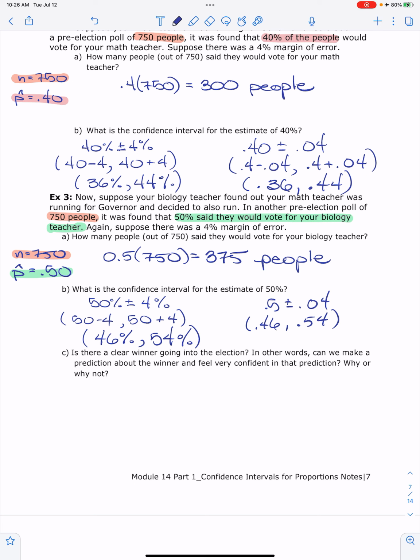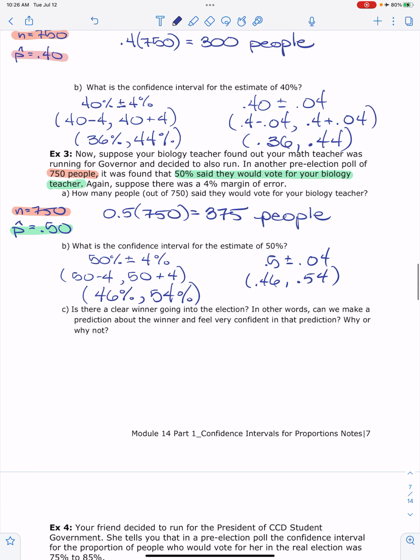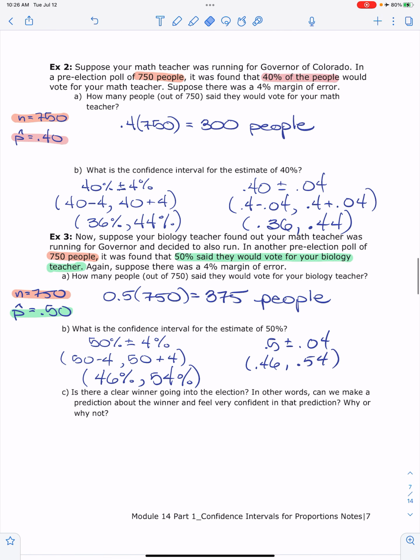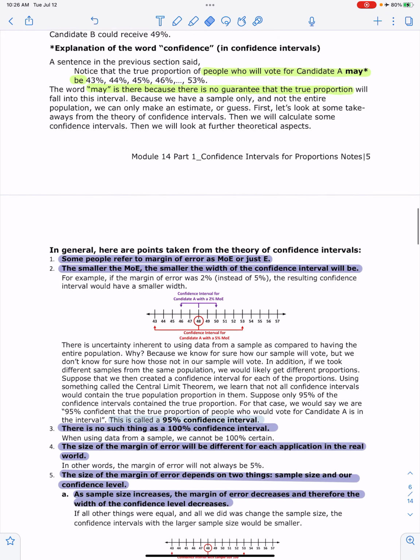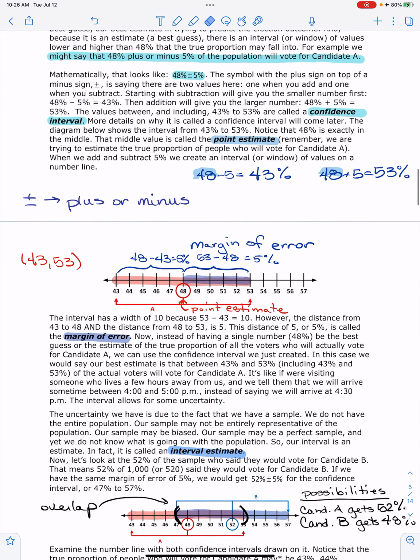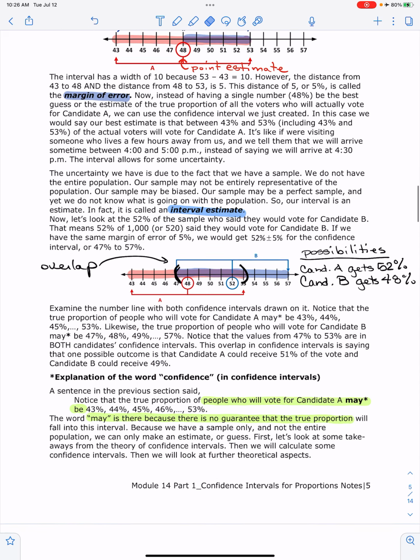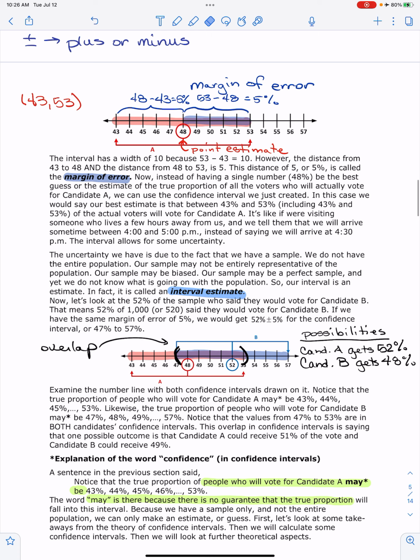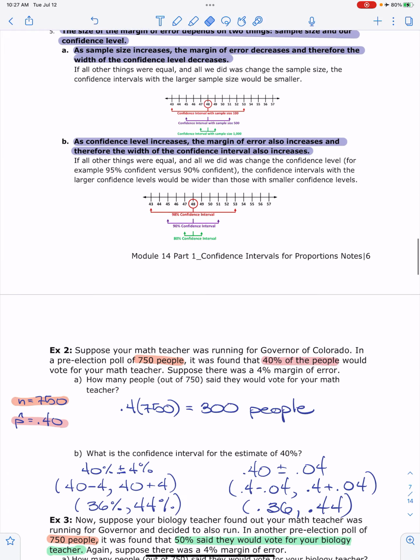Is there a clear winner going into the election? Can we make a prediction? Now think about, not the last page, page 5, where we looked at the overlap between candidate A and candidate B. We had a chunk of percentages that were kind of interchangeable. Candidate A could pull more of the vote than candidate B. It doesn't look that way here.